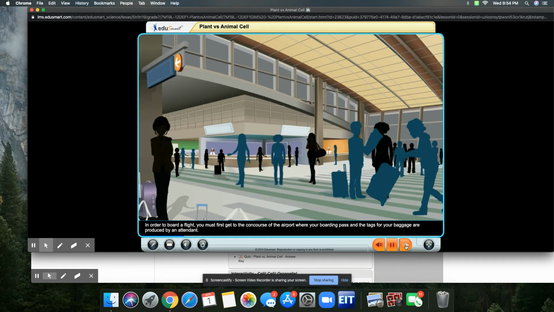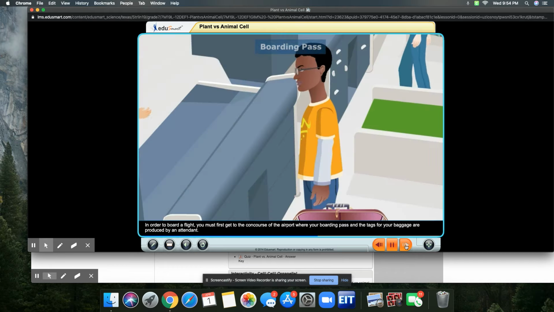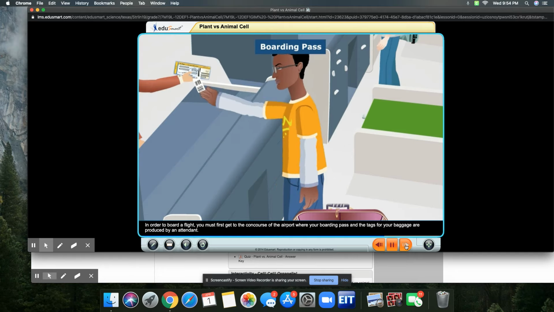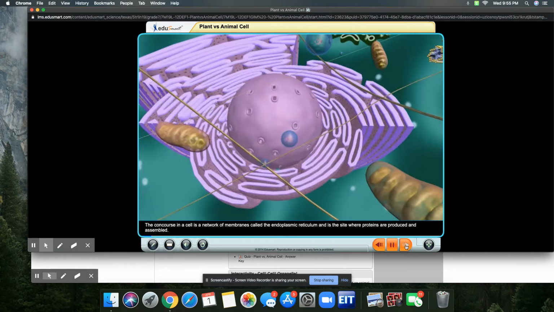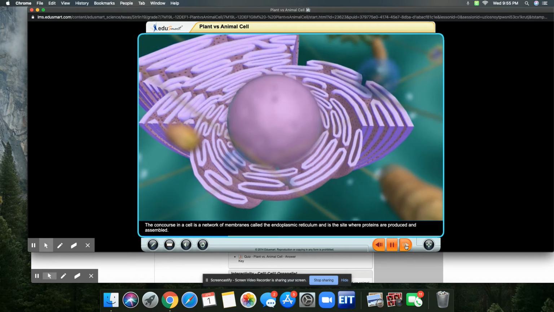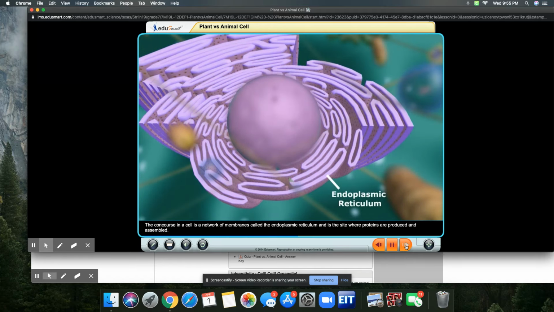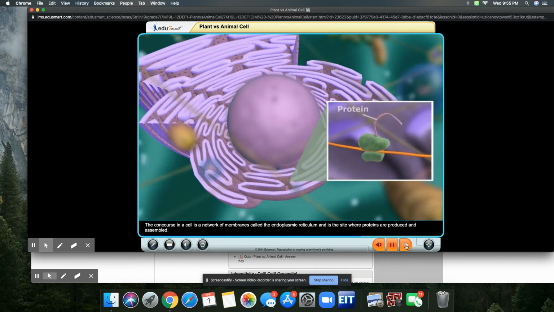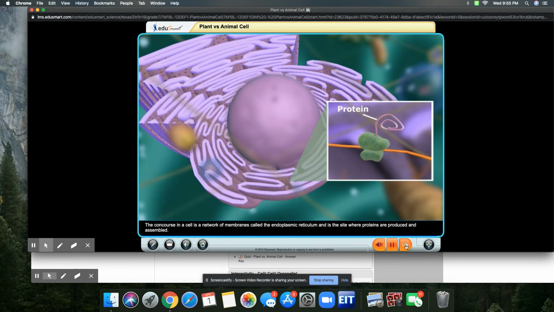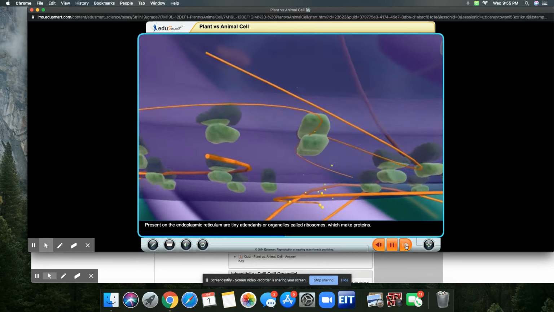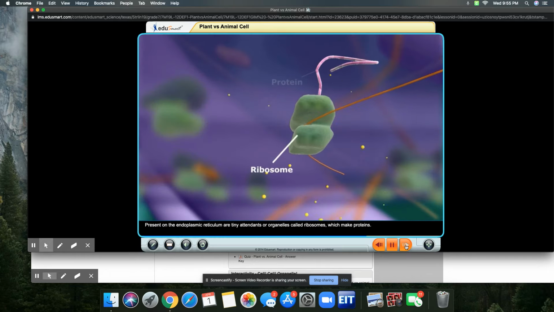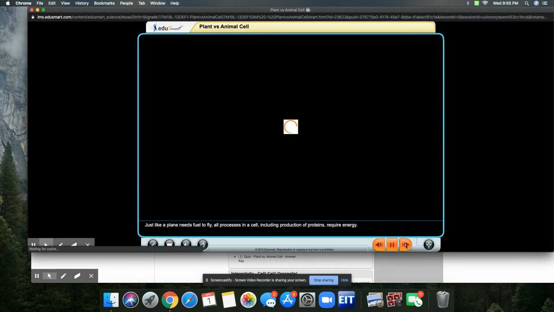In order to board a flight, you must first get to the concourse of the airport, where your boarding pass and the tags for your baggage are produced by an attendant. The concourse in a cell is a network of membranes called the endoplasmic reticulum, and is the site where proteins are produced and assembled. Present on the endoplasmic reticulum are tiny attendants or organelles called ribosomes, which make proteins.